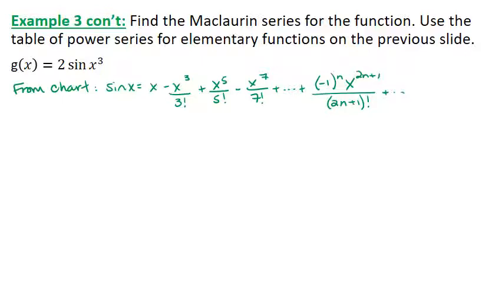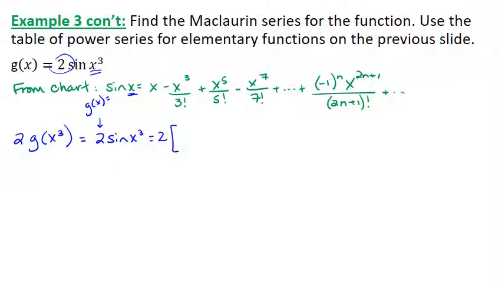Okay, so now in our case, we're going to say, let this be g of x. Now in our case, we have 2g of x cubed, because instead of x, we have x cubed. We also have a coefficient of 2. So this will be equal to 2 sine of x cubed. And now we're going to plug everything in. I need this 2 on the outside. Anywhere we see an x, we are going to replace it with an x cubed.